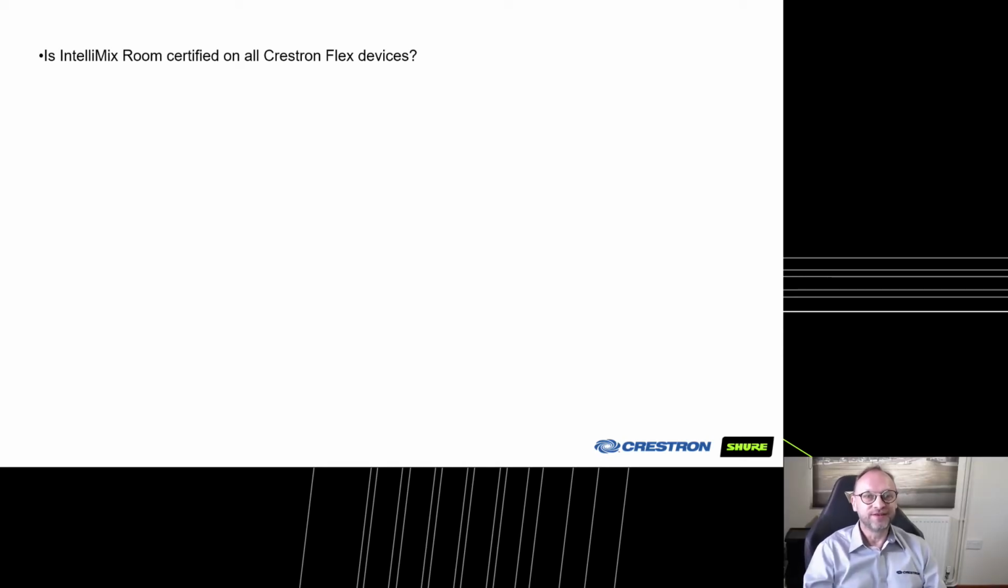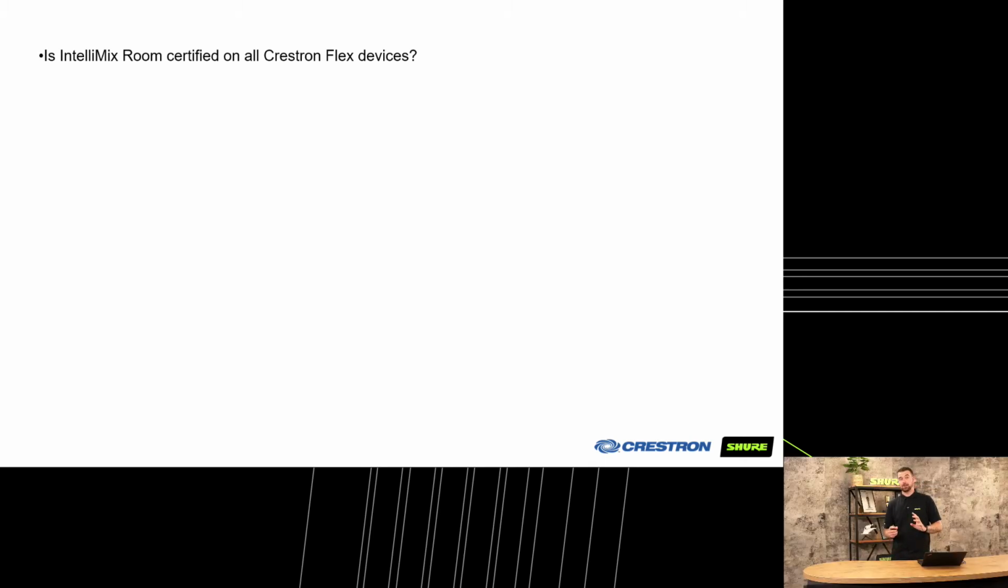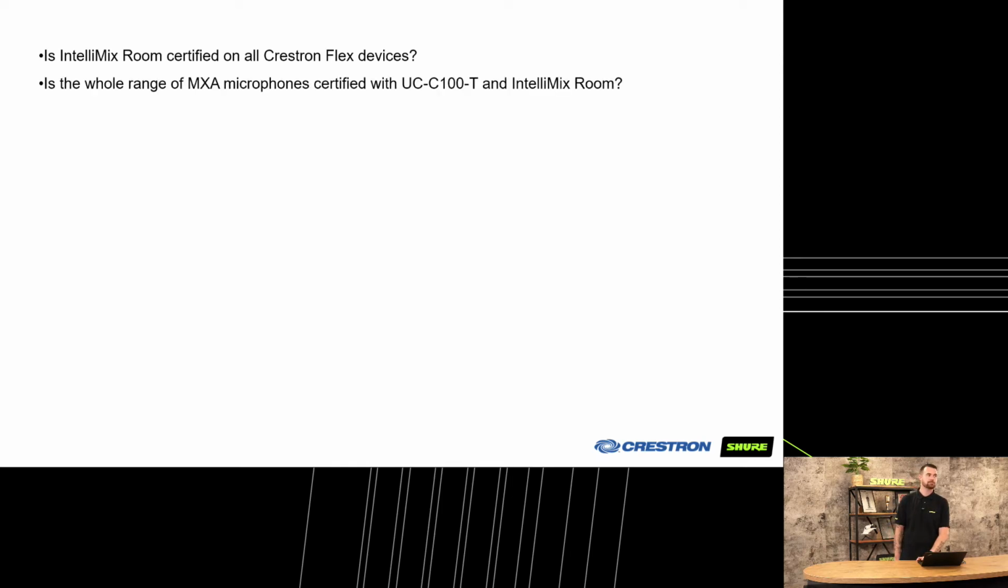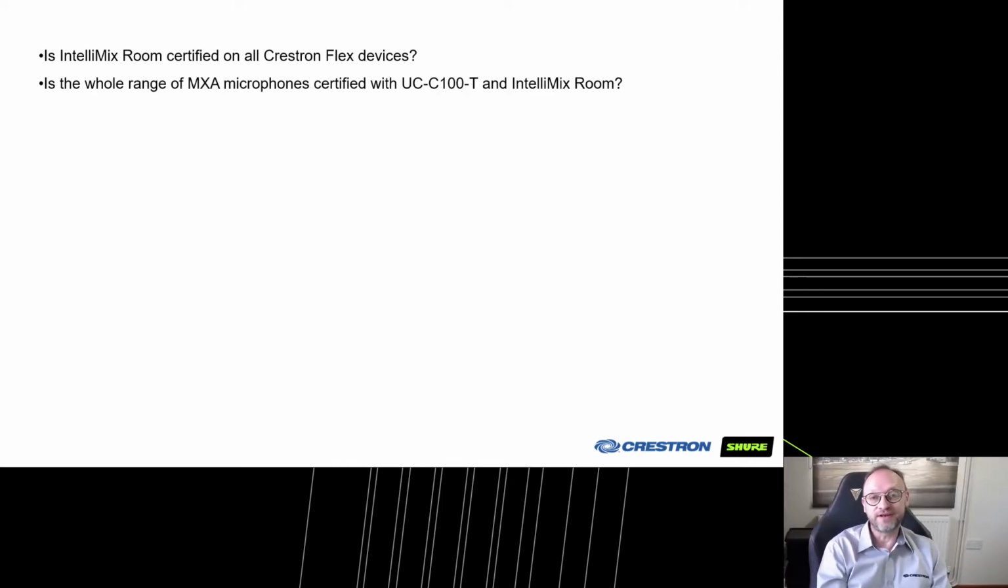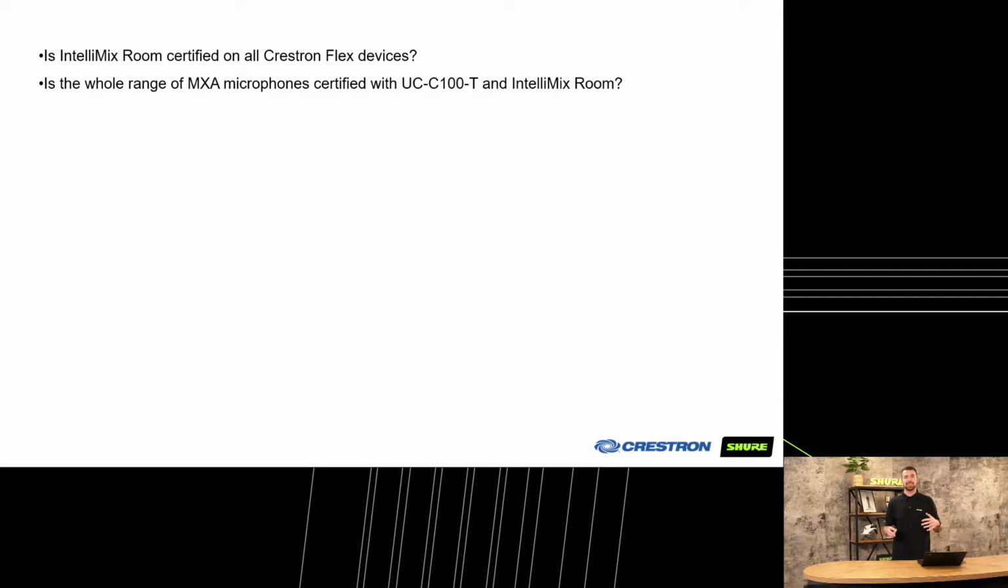Thanks very much. So is IntelliMix certified on all our devices, Chris? No. At the moment, it's only certified on the UCC100T with the Asus PC. And a range of MXA mics certified? Right now, the certified package is strictly limited to the MXA910, IntelliMix Room, and the MXN5C, and of course, the UCC100T. For more information on the other team's certified products in Shure and Crestron's portfolios, please check either respective brand websites or the Microsoft Teams requirements webpage.